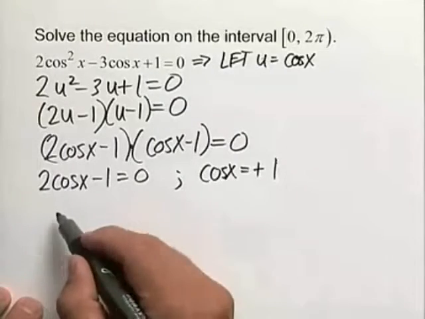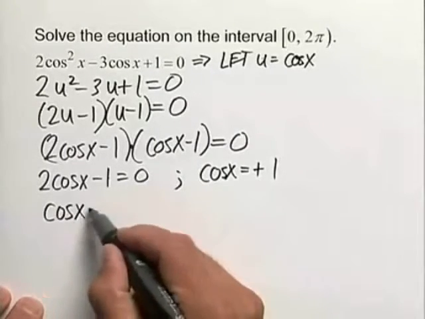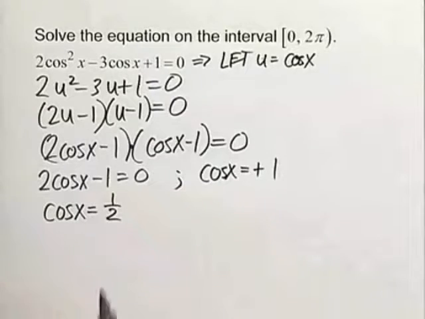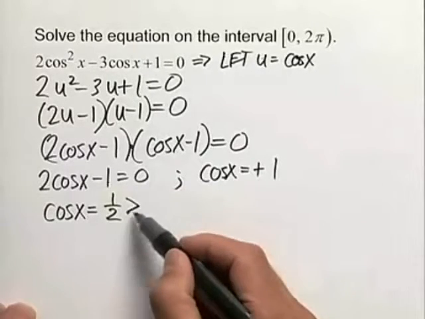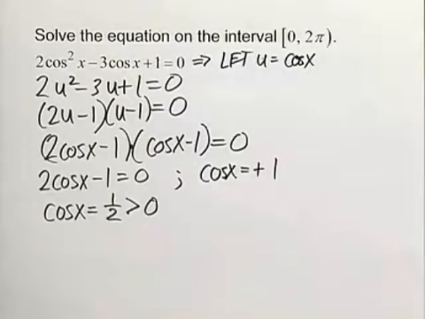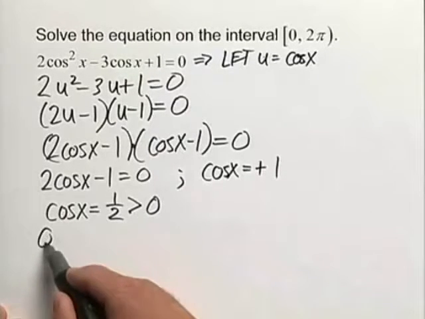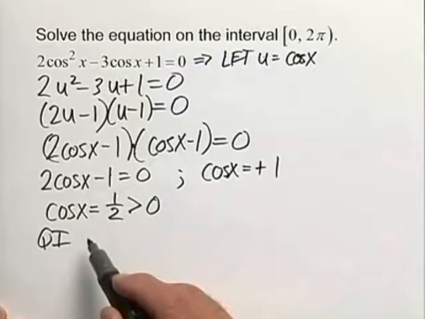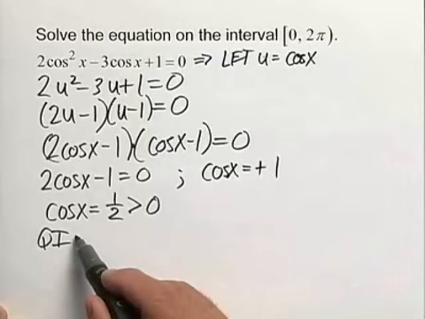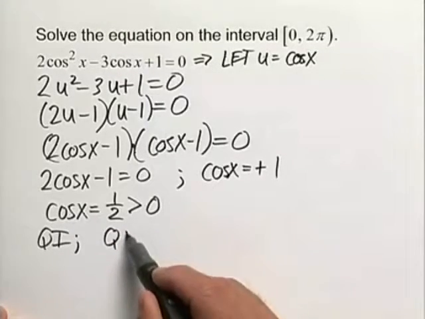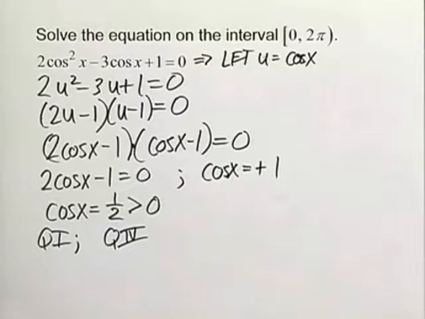So let's focus on the first equation. We have the cosine of x is equal to 1/2. Note that our cosine value here is positive. That's greater than 0. And because that's greater than 0, we have to address the cosine solutions in quadrants 1 and also in quadrant 4. So let me write that in here, quadrant 1 and quadrant 4.